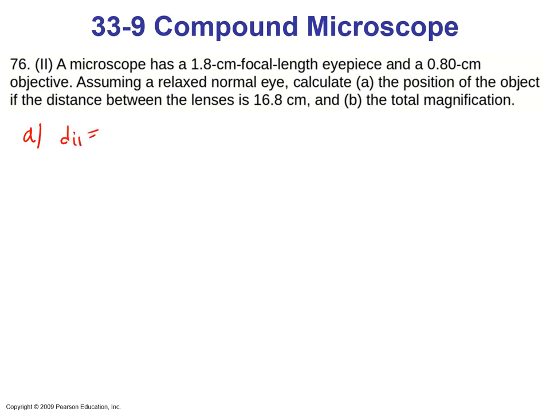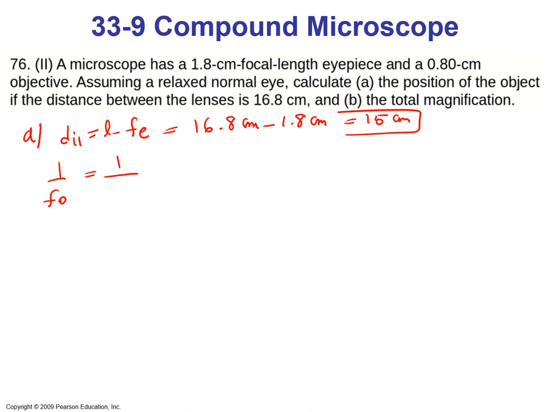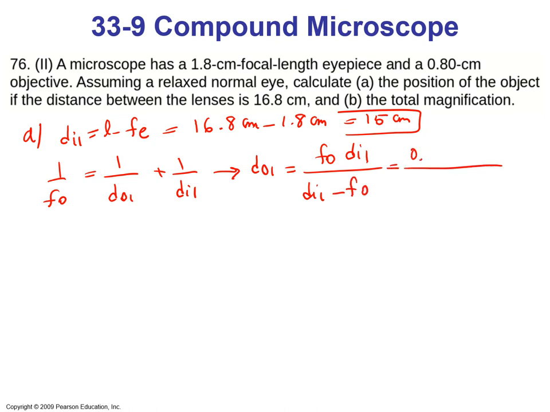So DI1 is equal to L minus FE, which is 16.8 cm minus 1.8 cm, which gives 15 cm. 1 over FO is equal to 1 over DO1 plus 1 over DI1, and if you solve it for DO1, it is equal to FO DI1 divided by (DI1 minus FO). If you plug in the values, we have 0.8 centimeter multiplied by 15 centimeter divided by (15 centimeter minus 0.8 centimeter), and that gives us 0.85 centimeter.